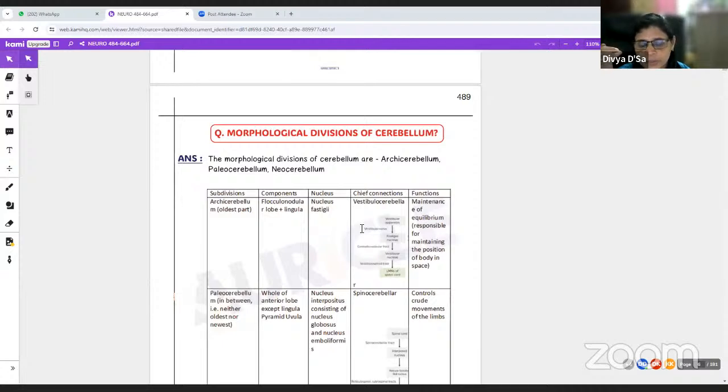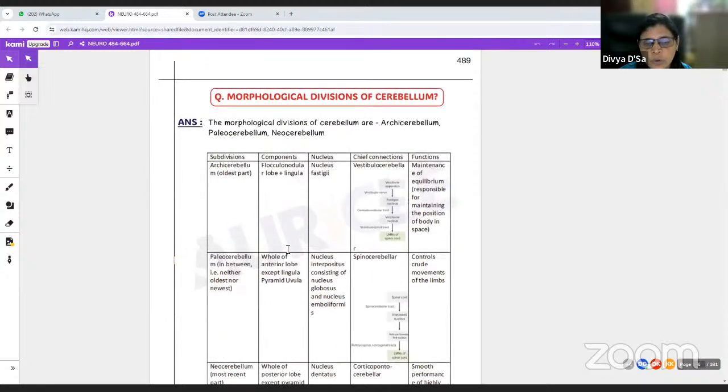Then we have the paleocerebellum. Paleocerebellum was the next evolved cerebellum. So it is between the archi and the neocerebellum. This is all of the anterior lobe, up to the primary fissure, except for the lingula. Lingula is in the archicerebellum, right? So that is why there is no uvula, but there are the culmen and the central lobule with their extensions. Culmen extends as the quadrangular lobule and central lobule as ala. So those are the parts included here. The nucleus here is nucleus interpositus, which consists of two nuclei: nucleus globosus and nucleus emboliformis.